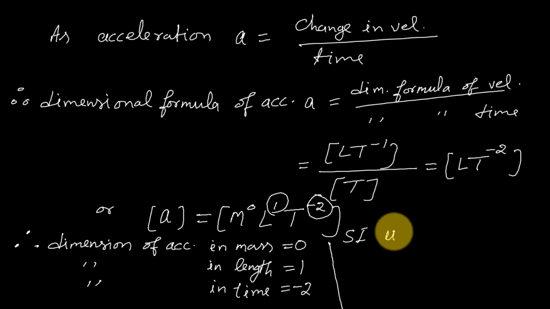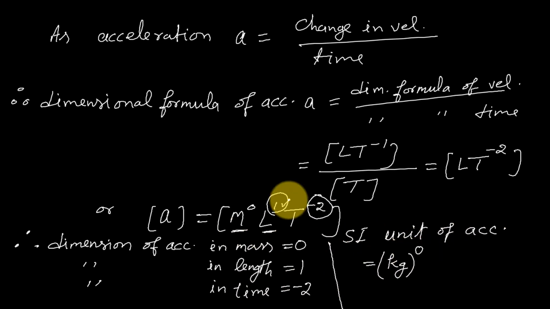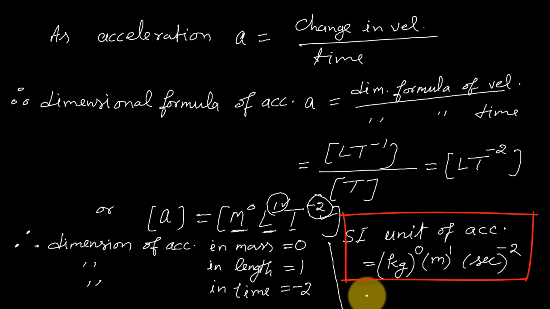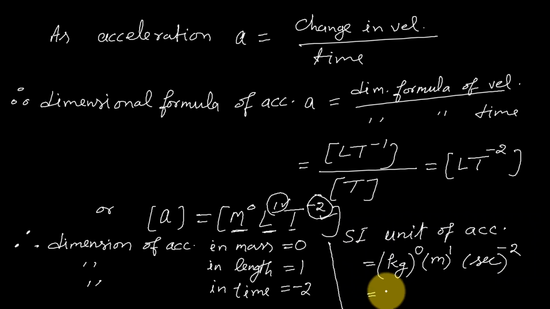To get the SI unit of acceleration, we replace M by kg, L by meter and T by second in this expression. We get the SI unit of acceleration is equal to kg to the power 0, meter to the power 1 and second to the power minus 2. That is meter second to the power minus 2, or meter per second square.